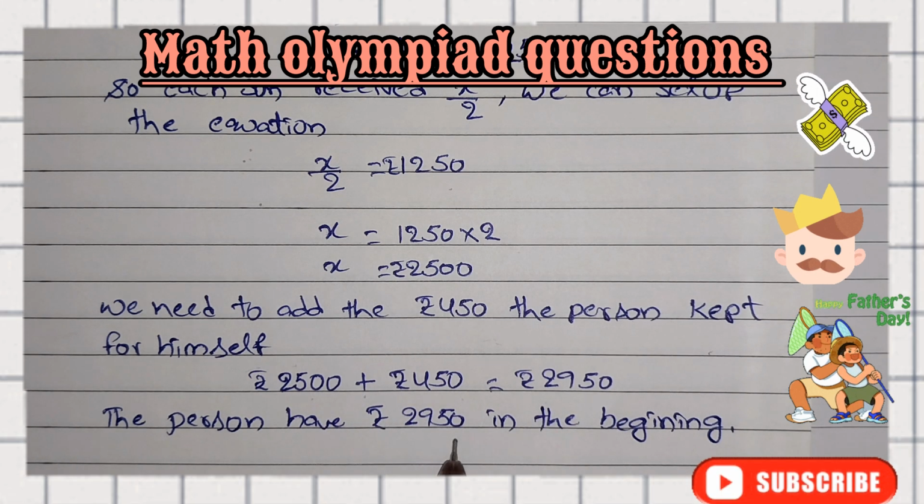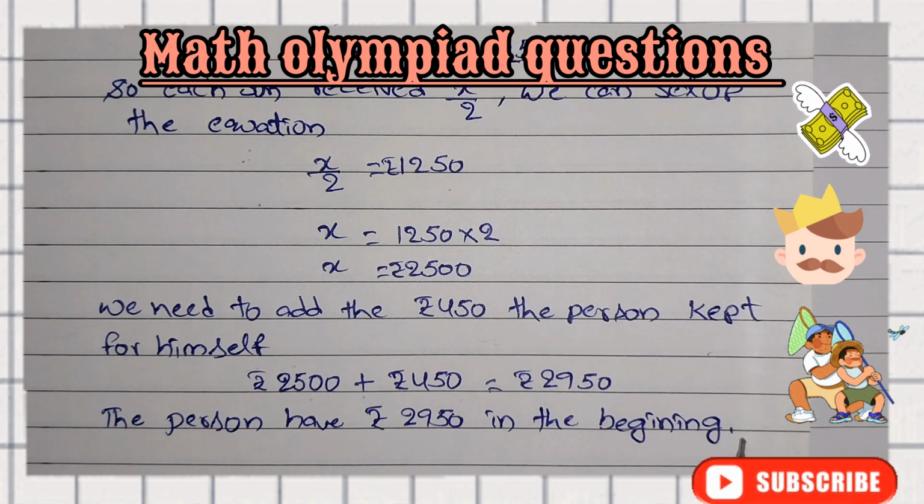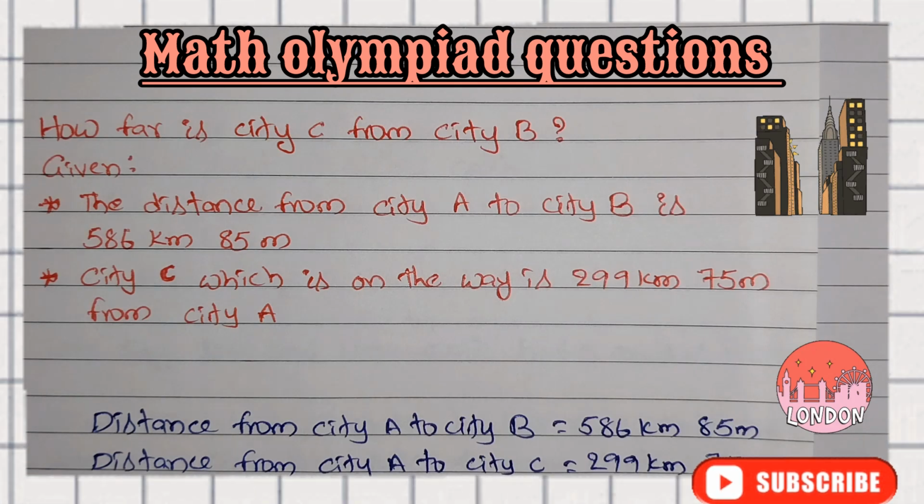2500 rupees plus 450 rupees equals 2950 rupees. The person had 2950 rupees.